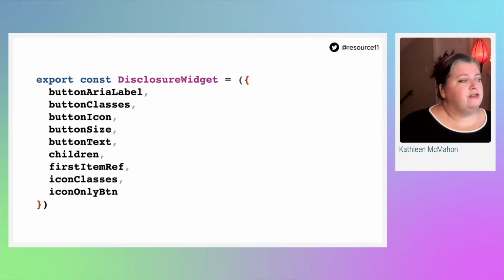The first item ref prop is a way that we can pass in a reference to our widget in case something in our widget's contents needs to have focus sent to it when the widget is open. We're also going to pass in 2 more props, which is any other CSS classes we want to pass into the icon for any type of custom overrides, and whether the disclosure button will be an icon only type of button.